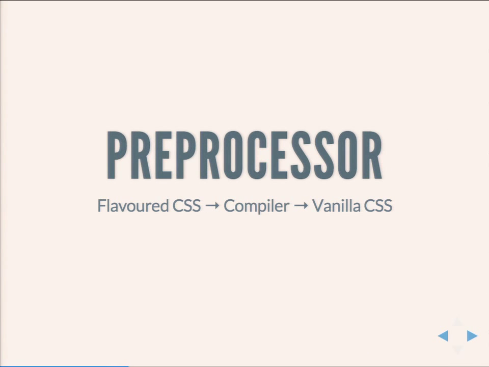So this is how a preprocessor works. With a preprocessor, so Sass, Less, Stylus, and others, you will write flavored CSS. So it's an enhanced version of CSS with extra little pieces of syntax. You'll run it through a compiler, perhaps Ruby or a JavaScript compiler maybe with Node. It will compile it down into vanilla or ordinary CSS that the browser will actually understand and parse and then lay out the things on the screen. So that's your standard model.